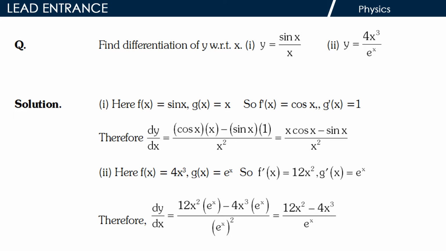Equation 2: here f(x) is equal to 4x cubed, g(x) is equal to a power x, so f'(x) is equal to 12x square. g'(x) is equal to a power x. Therefore dy divided by dx is equal to (12x square into a power x minus 4x cube into a power x) whole divided by (a power x) whole square, which is equal to (12x square minus 4x cube) whole divided by a power x.